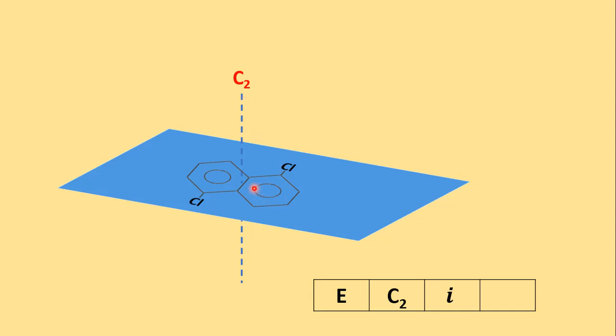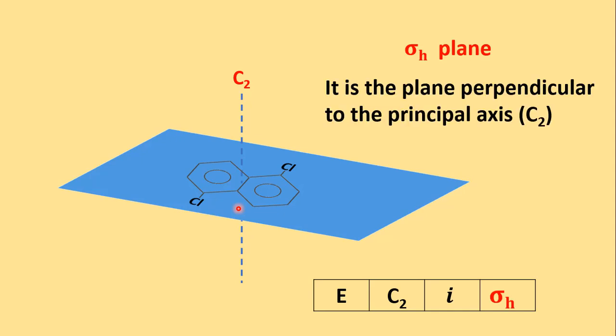It cuts through all the atoms, all the carbon atoms, all the hydrogen atoms, and all the chlorine atoms. One half of each atom is above the plane and the other half is below the plane, and this is the sigma h plane, the horizontal plane of symmetry.